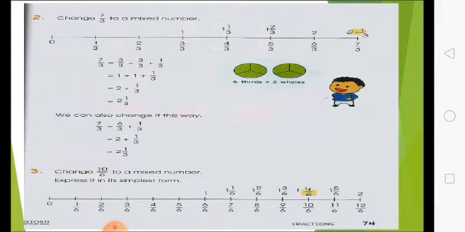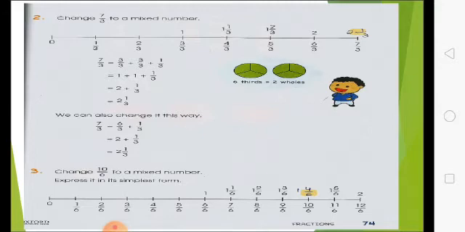In the next example, we have to convert the improper fraction 10 by 6 into a mixed number. Here, if we start from number 0 and go to number 1, we see that there are 6 parts in between. This means one whole is divided into 6 parts, not 3 as in example number 2. The first point on the number line is 0, and next to it is the fraction 1 over 6. Next is 2 by 6, 3 by 6, 4 by 6, 5 by 6, and then 6 by 6, which equals 1 whole.